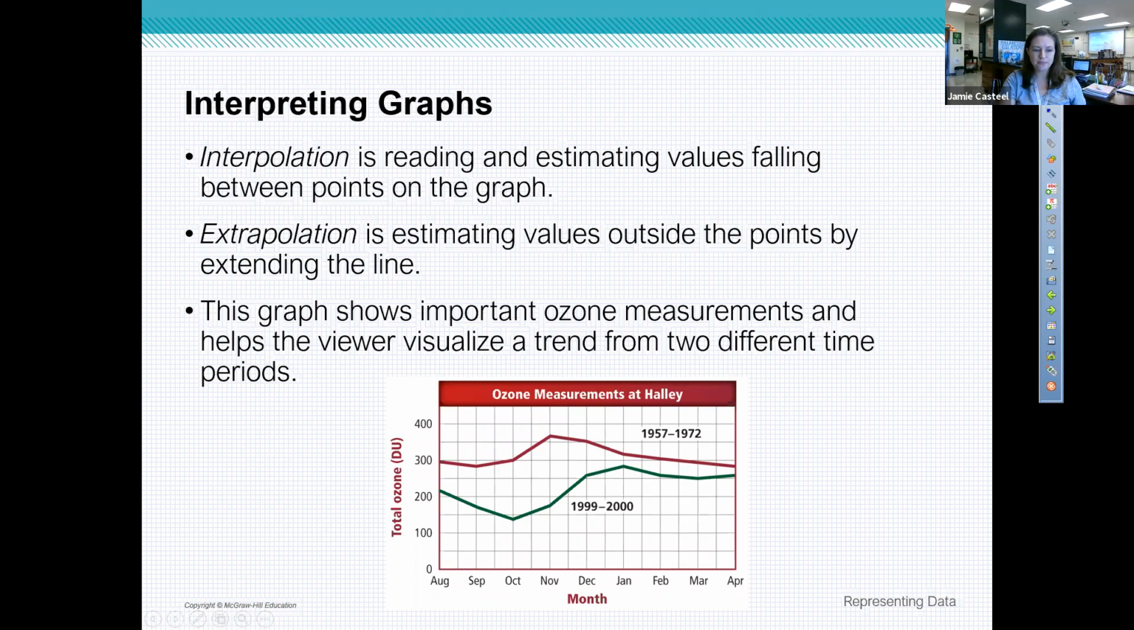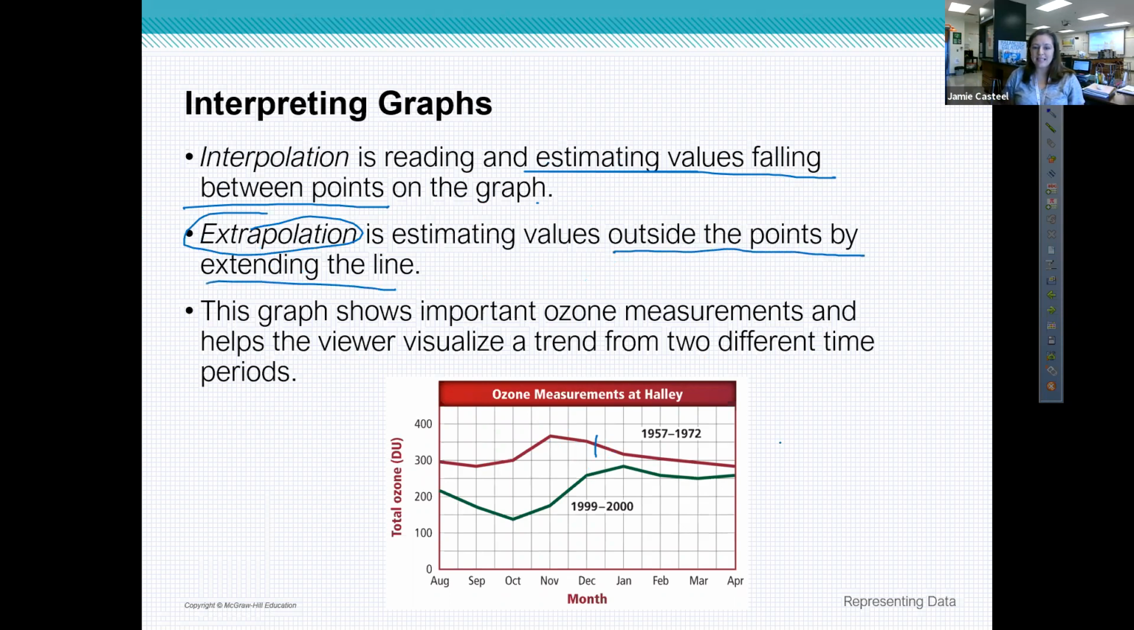between 2 points, you're picking something on there and you're estimating values that fall between points on the graph. So here I might have values here and here, and then I might ask you what this number is. If I'm doing extrapolation, it's extra, it's outside. It's estimating values outside the points by extending the line. That would be like asking you something on this end or something on this end of the graph. Normally there has to be a very good trend there for you to see that.